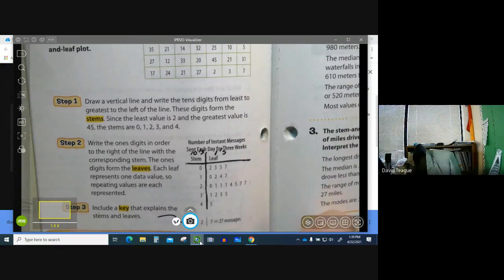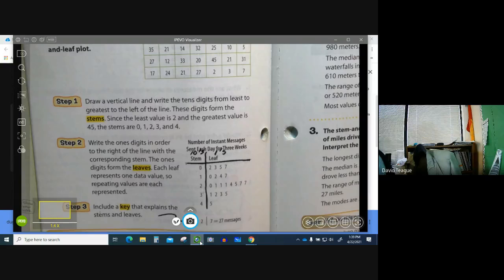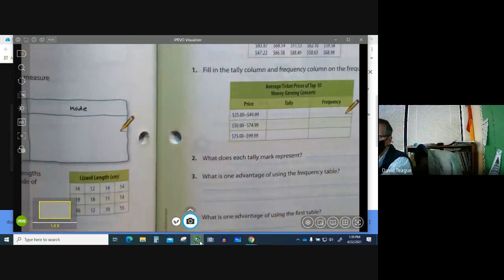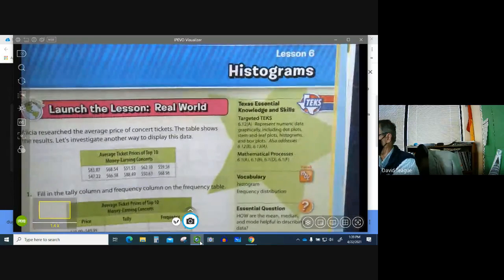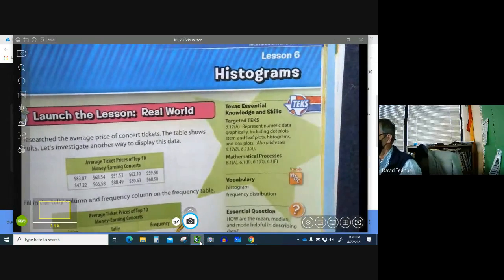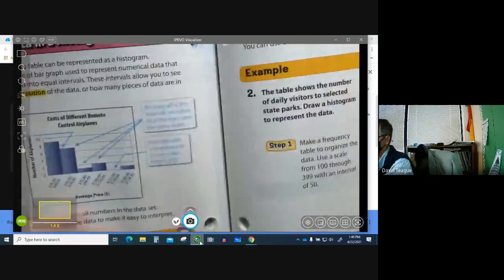Then we're going to jump to 827. This representation is called a histogram. So let's turn the page and we'll just read about it.